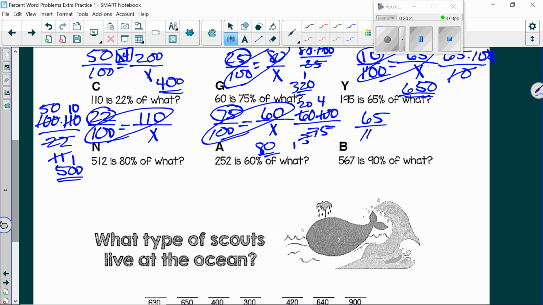65 and 195. I doubt many of you saw that was times 3. So we'll go ahead and do this. So 195 times 100, and then we have 65.